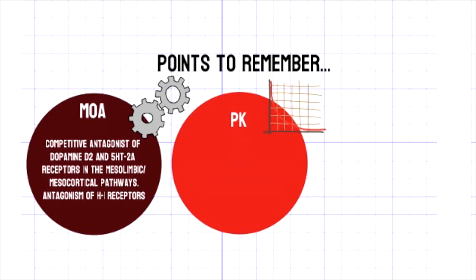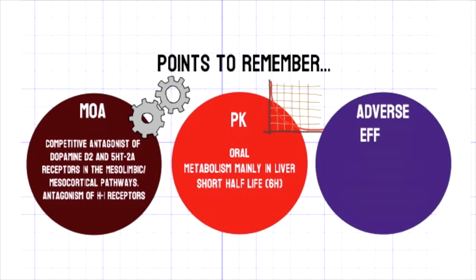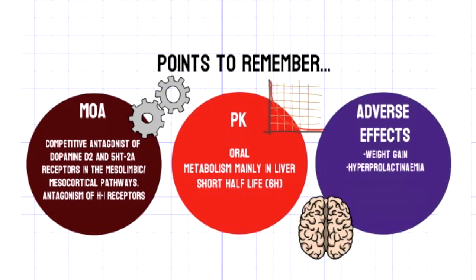The pharmacokinetics. Quetiapine is given via oral route. It is metabolized mainly in the liver. It is highly metabolized. Quetiapine has a short half-life. It's 6 hours. The adverse effects include weight gain, hyperprolactinemia, sedation, and in some cases, rarely it may cause neuroleptic malignant syndrome.